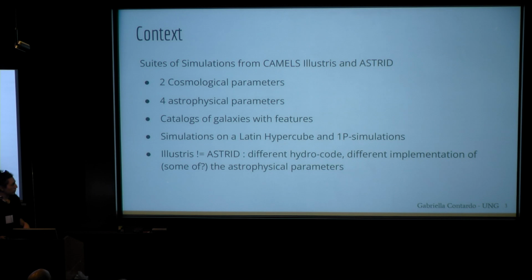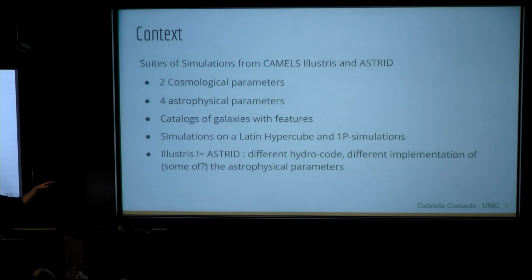I don't have to spend too much time on this because you are probably all aware of what's going on here, but I will focus on the two simulations in CAMELS, which are Illustris and Astrid. They have two cosmological parameters and four astrophysical parameters. From the simulation, you can extract catalogs of galaxies. The galaxies have 13 features, so I will refer to them as features: gas mass, stellar mass, velocity, information on the subhalos, metallicity, this kind of thing. And you get simulations on a Latin hypercube, so varying all of the parameters at the same time. And you get the 1P simulations, where you vary only one parameter at a time.